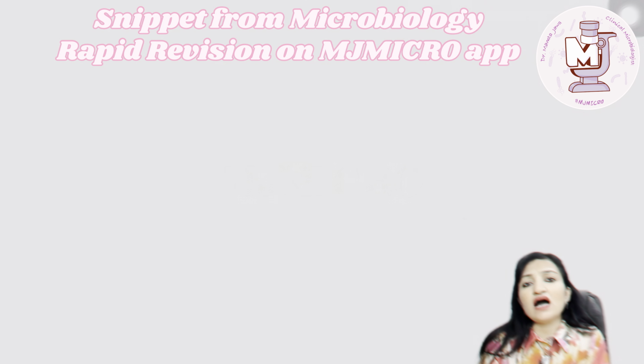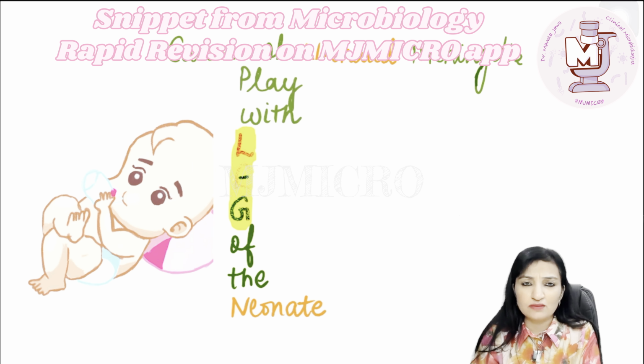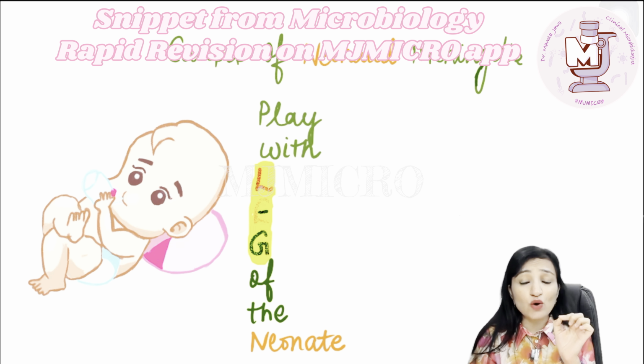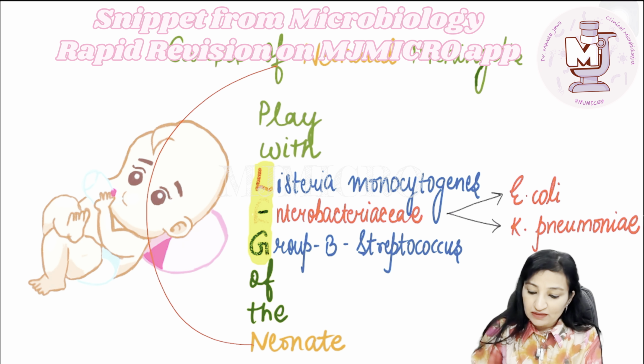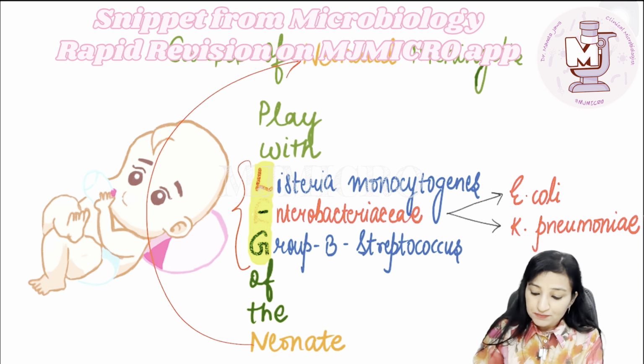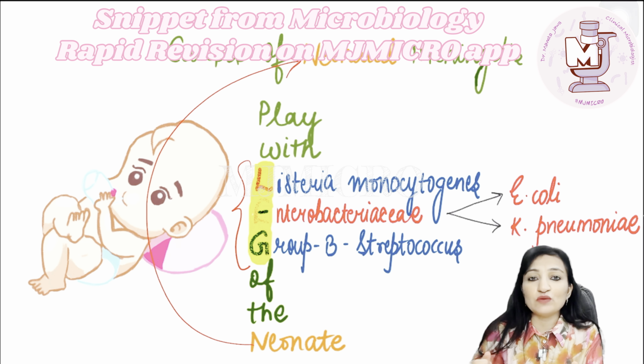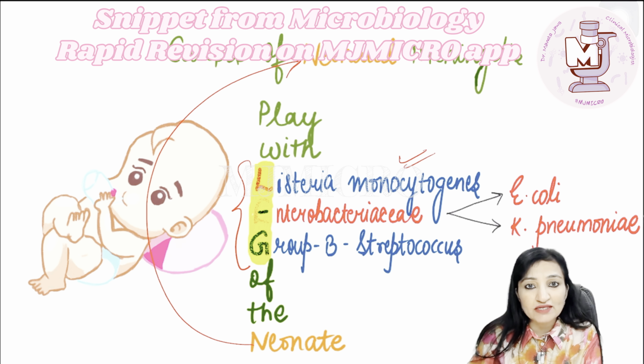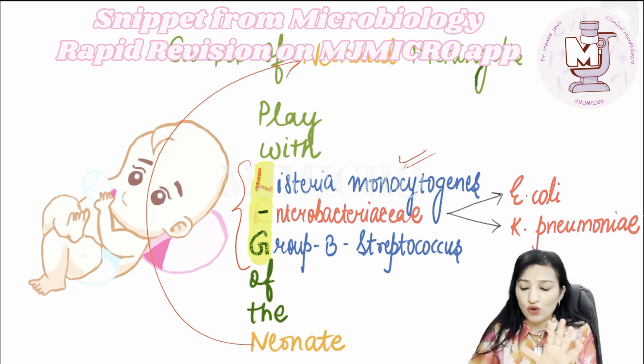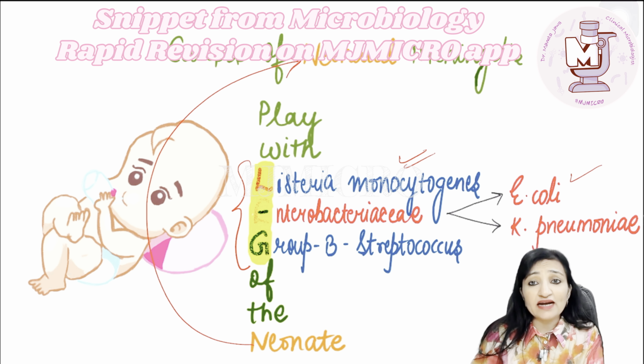A famously asked MCQ is regarding the causes of neonatal meningitis. You can remember the causes by this simple mnemonic: play with the leg of the neonate. From neonate, remember neonatal meningitis, and the word leg will serve as a reminder for the causes of neonatal meningitis. L stands for Listeria monocytogenes. E stands for Enterobacteriaceae family members. Some of them, not all. Which members? Escherichia coli and Klebsiella pneumoniae. Then G stands for group B streptococcus.